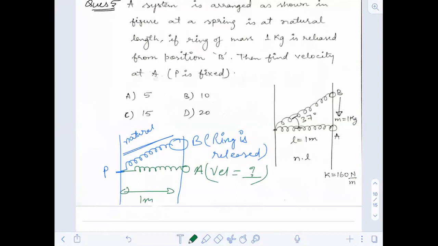Okay, so you solve this question now. You have to just see the energy, and you can solve this question then.